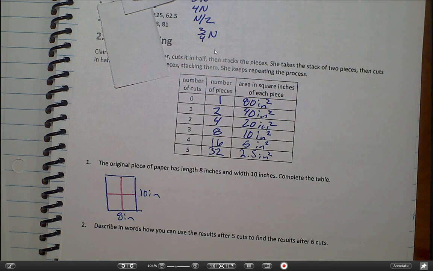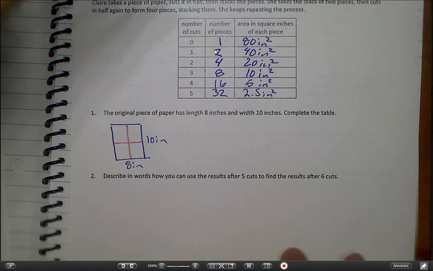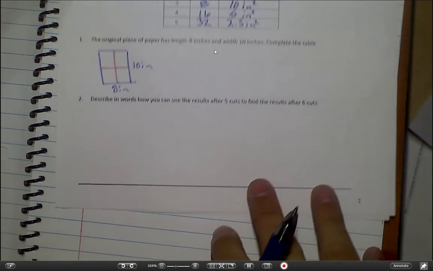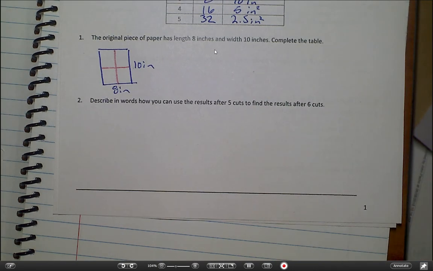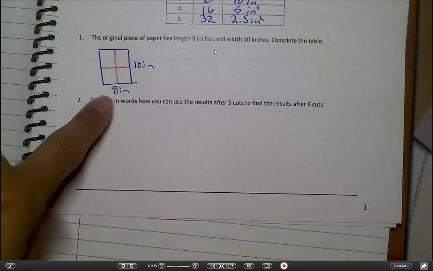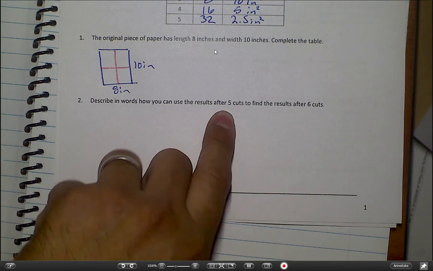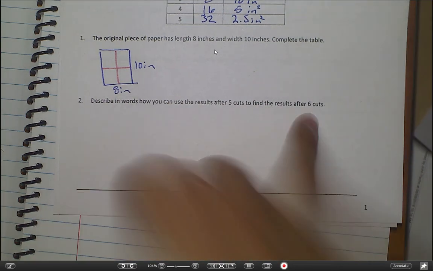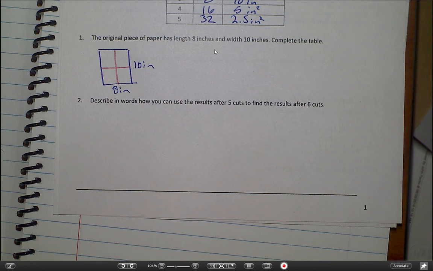Yes? No? Maybe? Anyone have any questions? Okay, so we're going to have to figure out some terms to go along with this now. Describe in words. So you actually have to use real words, not real sentences, but still. Describe in words how you can use results after 5 to find the results after 6. We're going to have to write this out in words. So I want you to get some time to ponder on this real quick. You want to write it down now? Yeah.